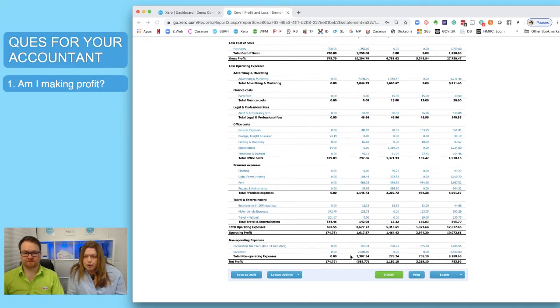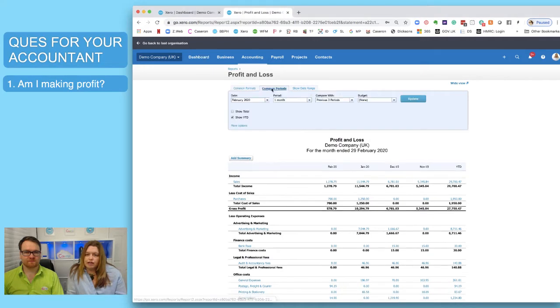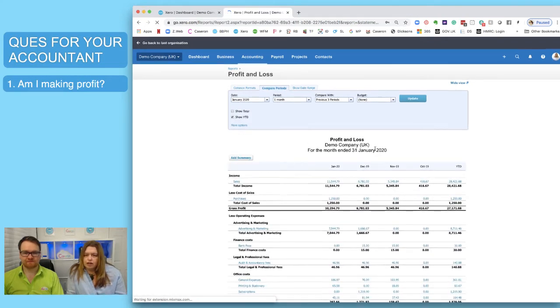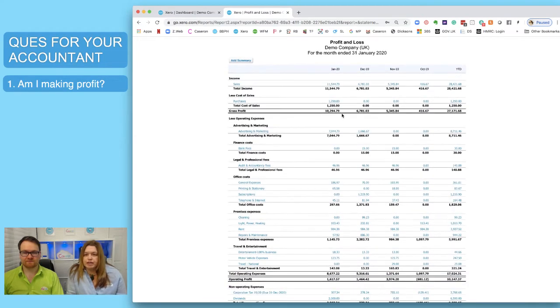If you just pop up to the top for a second, Harry, what we've got here is a part month for February. So let's go to compare periods and look at January, which will be our last completed month, and the previous 3 periods. Always ignore the current month that you're partway through because it won't have the full picture. You need to be looking at the last full month completed.